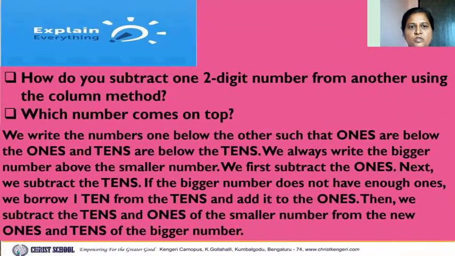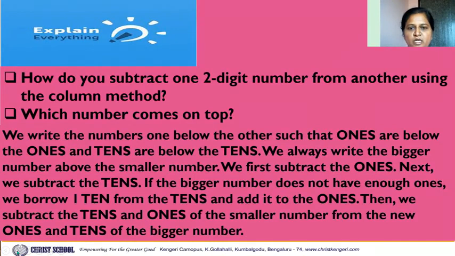Now we will move on to the next part of the topic. I am going to ask some questions. How do you subtract one two-digit number from another using the column method? And one more question, which number comes on top? We write the numbers one below the other such that ones are below the ones and tens are below the tens. We always write the bigger number above the smaller number. We first subtract the ones, next we subtract the tens.